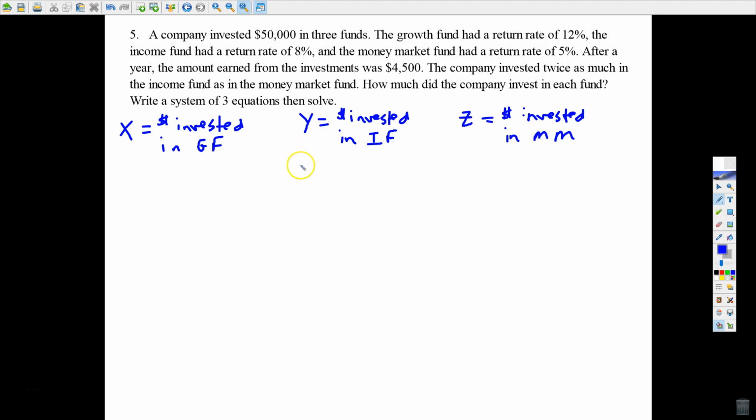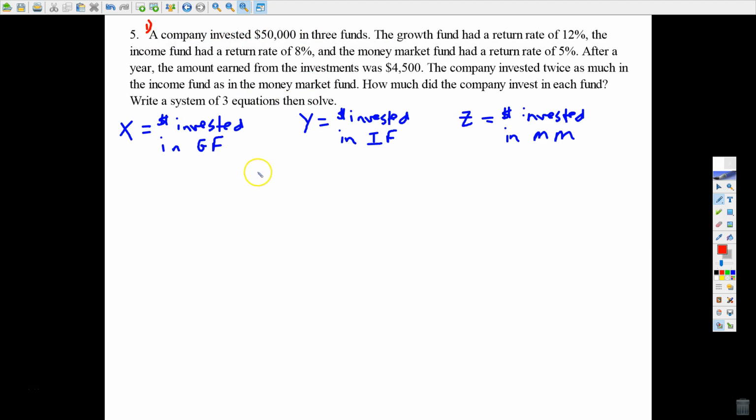And once you have your variables established, then you just look at these sentences and they will guide you into what equations need to be written. Just keep in mind that since we have 3 variables, then we need 3 different equations to represent what we're being told in this paragraph. So I'll just number them as we go. This first sentence gives us an indication for our first equation. It says a company invested $50,000 in 3 funds.